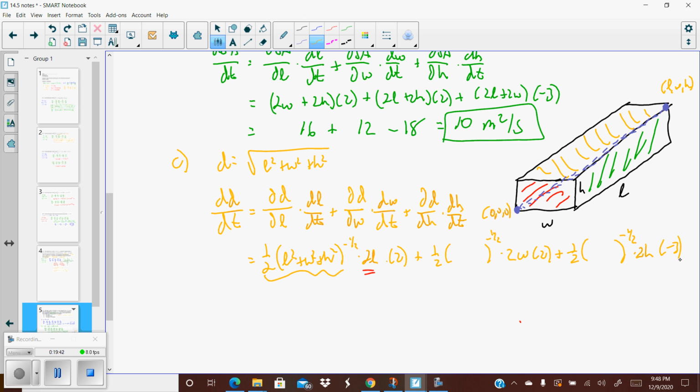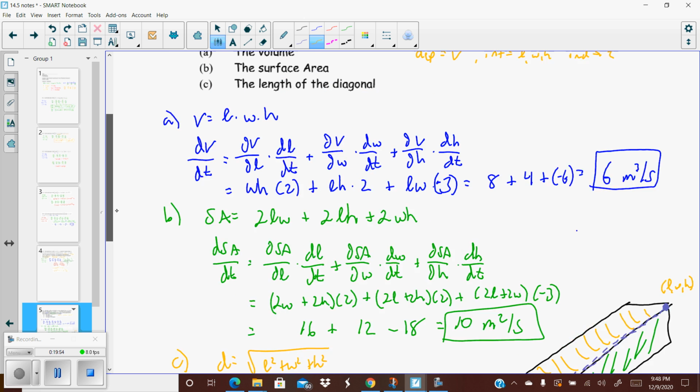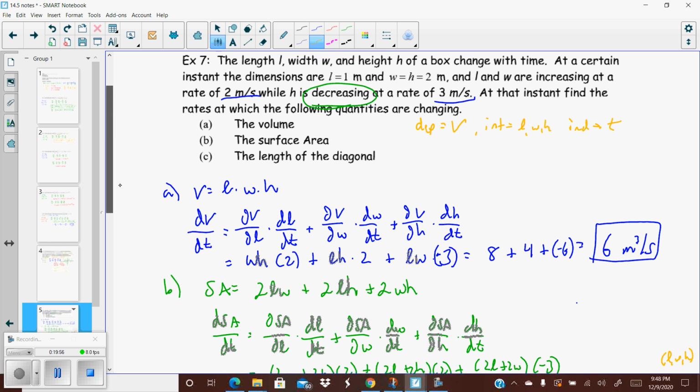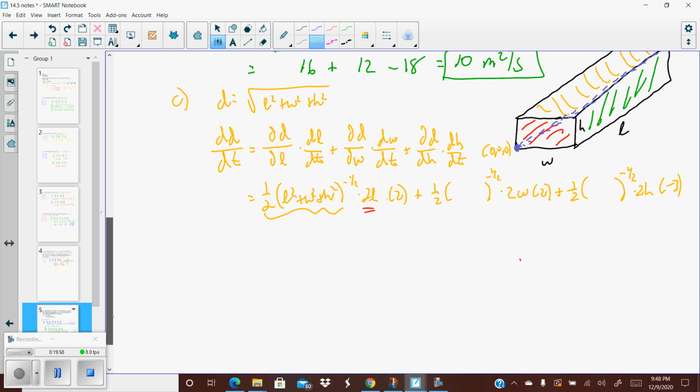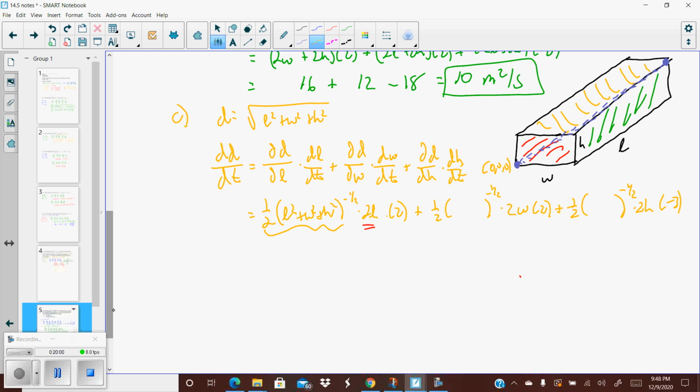So now let's go ahead and figure out what one of these parentheses is, and then we should be able to simplify this pretty quickly. So L squared plus W squared plus H squared. Let me remind myself, L is 1, W and H are 2. So that's going to give me 1 plus 4 plus 4, so that's 9. The square root of 9 is 3, but it's to the negative power, so it's a third. So that's going to give me 1/3.